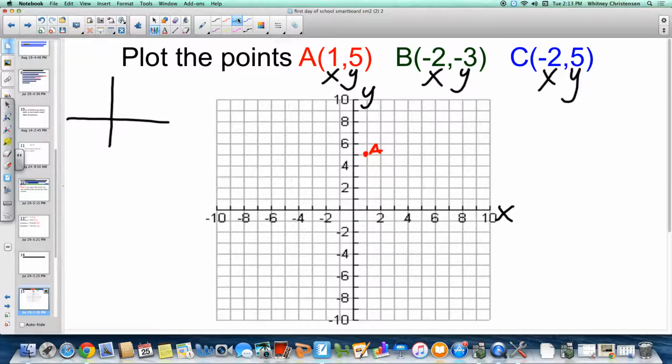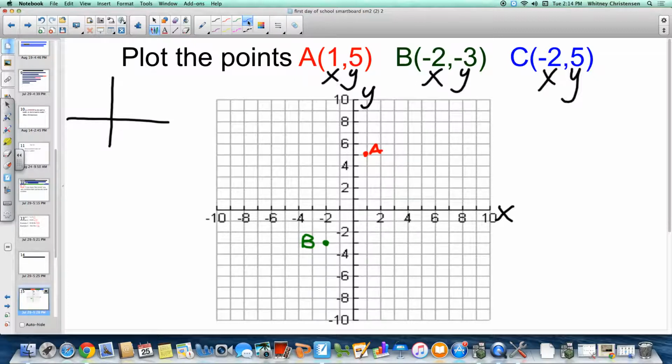Left 2. We're looking at the green point, and then what? Down 1, 2, 3. They were both negatives, so I went back 2 and then down 3. That's -2, -3. That's point B. Awesome. And our last point is point C.